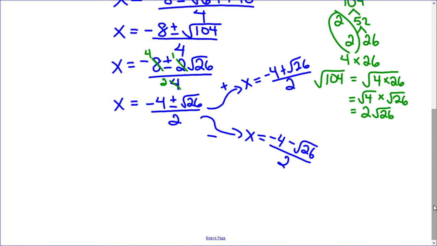So I'm going to end this video here. We still have a couple other examples left to go through, but hopefully it gave you a chance to familiarize yourself with how the quadratic equation works.